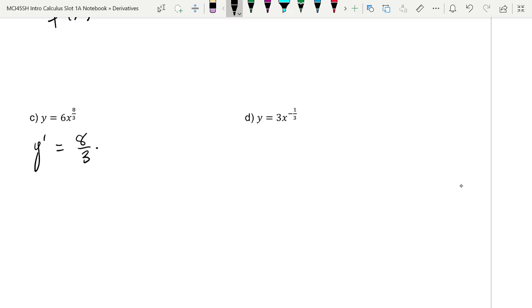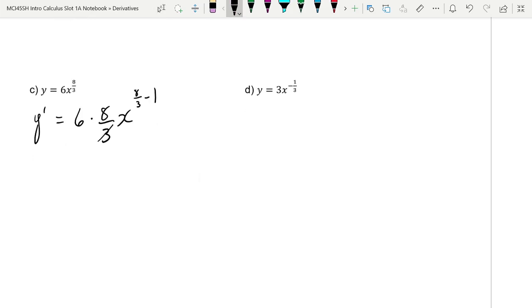Oh, I guess I should put the 6 first, just to keep consistent with the way I was doing the other ones. Doesn't matter, right? You can multiply two things in any order you want. So 6 times 8/3 times x to the, okay, think about this. What is 8/3 minus 1? 5/3, very good. So also I noticed that 3 goes into 6 twice. So y prime is actually going to equal 16x to the 5/3.